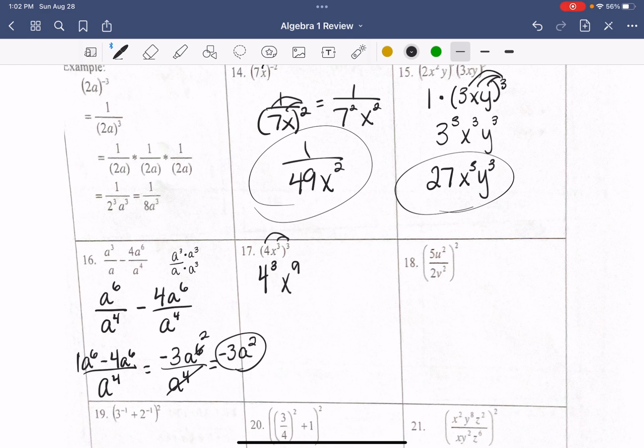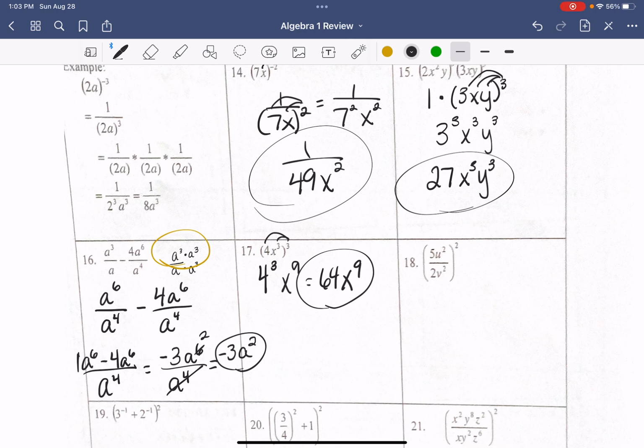So back here, what we did was we were multiplying the two together, so we added the exponents. But if you're doing x cubed to the 3rd power, you multiply. So then we've got 16 times 4, which I think is 64. So I think you get 64x to the 9th power for that problem.